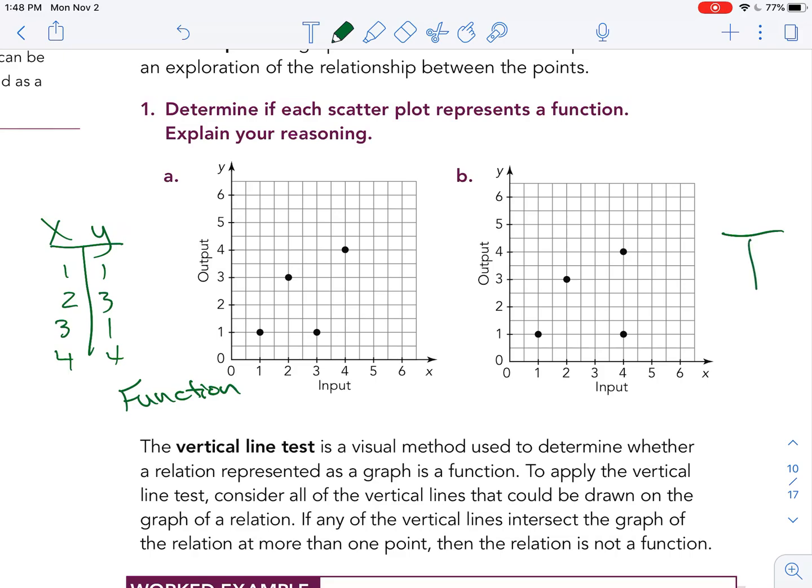Then over here, if I drew a t-chart, I have 1, 1, I have 2, 3, I have 4, 1, and I have 4, 4. Right here, these x's repeat themselves, so this is not a function.